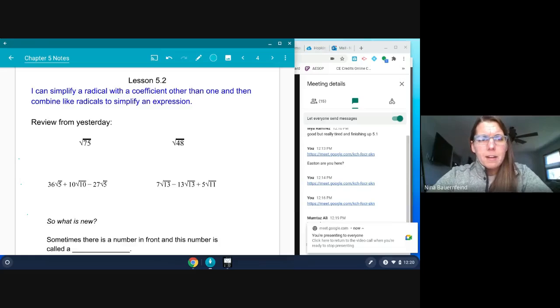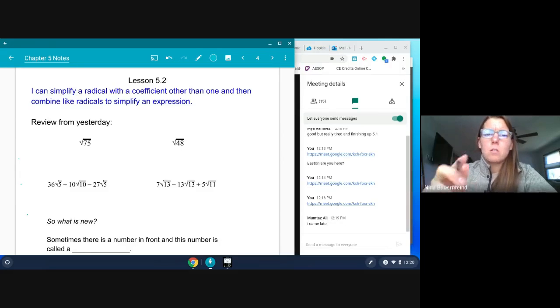So lesson 5.2, the goal here is that you can simplify a radical with a coefficient other than 1, and this is the big change from yesterday. And then combine like radicals to simplify an expression. So it's going to be everything the same as yesterday, but there's one extra step.